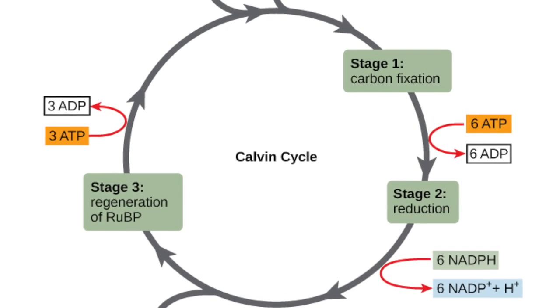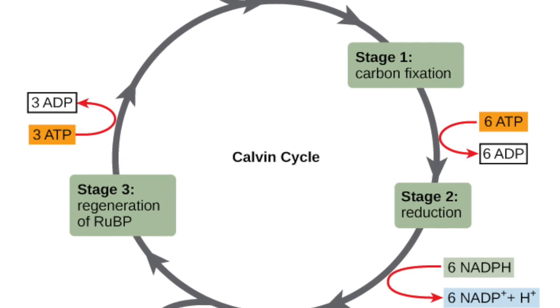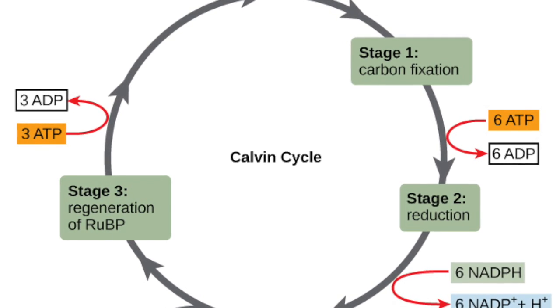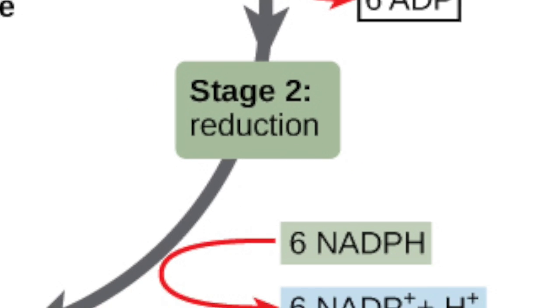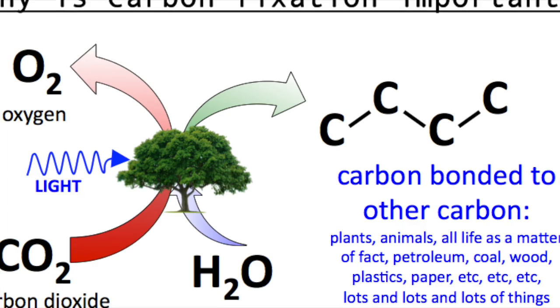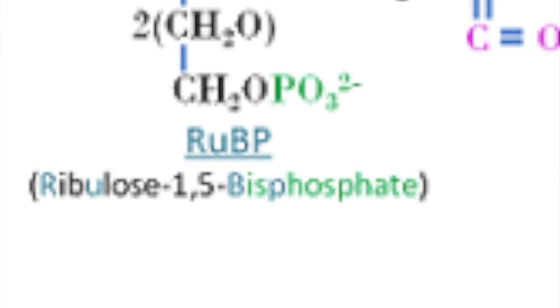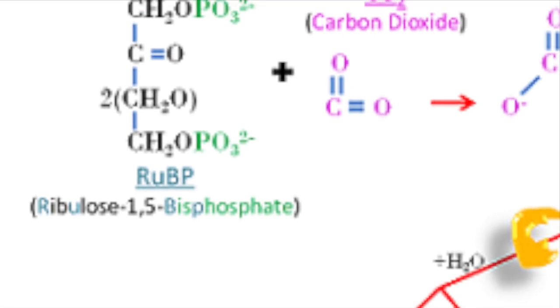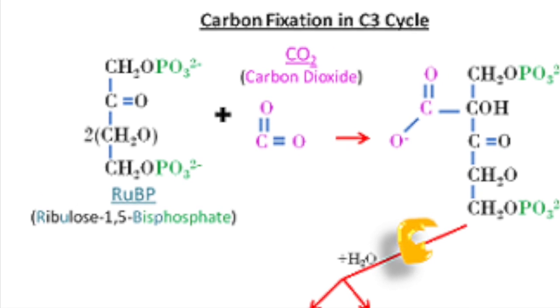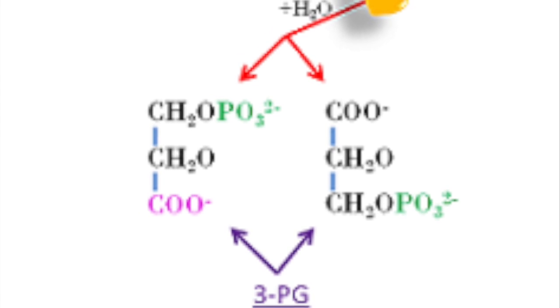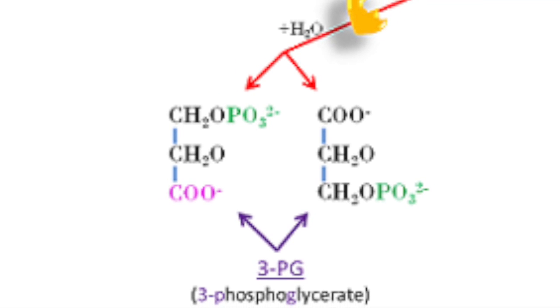Light-independent reactions of the Calvin cycle can be organized into 3 basic stages: fixation, reduction, and regeneration. In carbon fixation, the enzyme rubisco combines CO2 with 5-carbon sugar ribulose bisphosphate. The unstable product formed splits into 2 molecules of 3-carbon 3-phosphoglyceric acid.